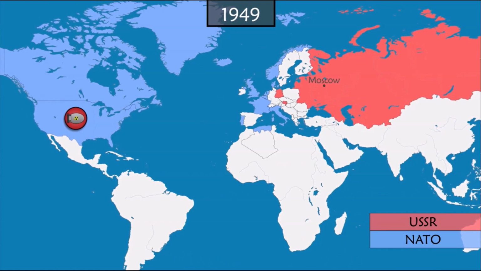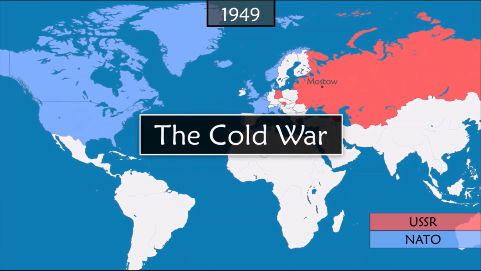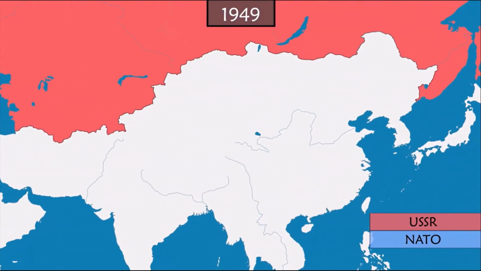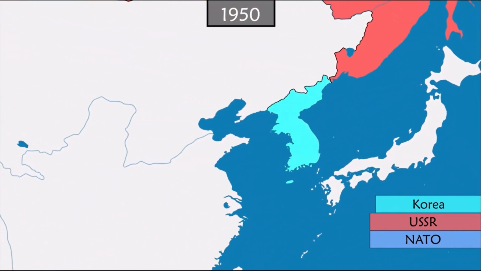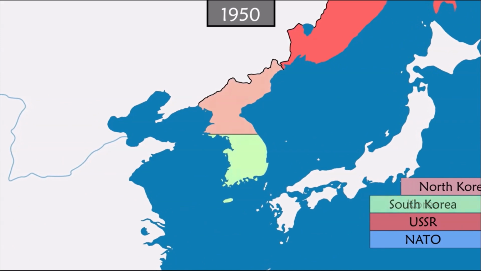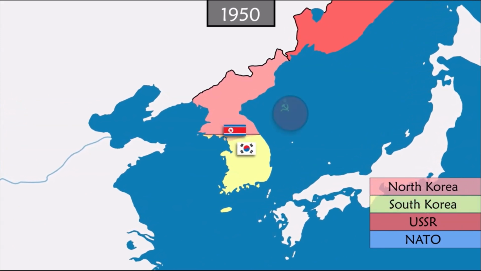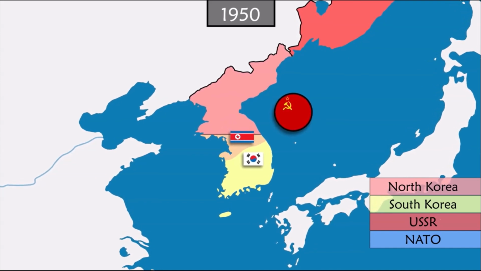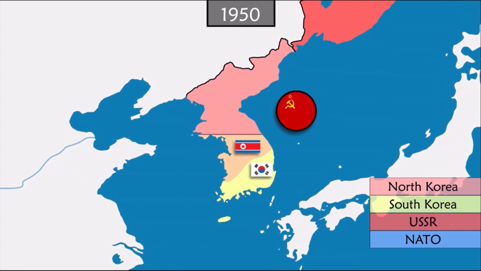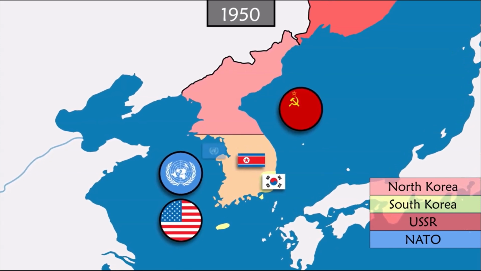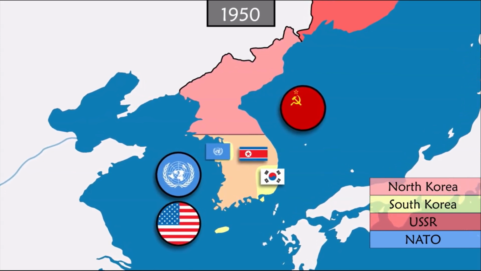But in a few months, on August 29, 1949, the Soviet Union tests its first atomic bomb. In Asia, the United States and the USSR fail to reach an agreement on the status of Korea, which is divided. On June 25, 1950, the North Korean army, supported by the USSR, invades South Korea.